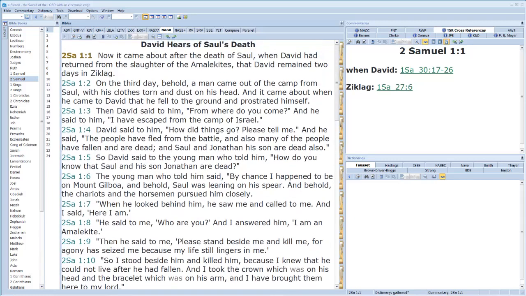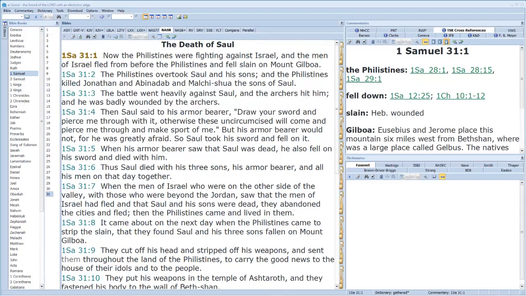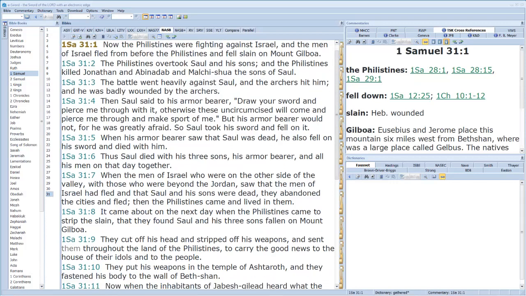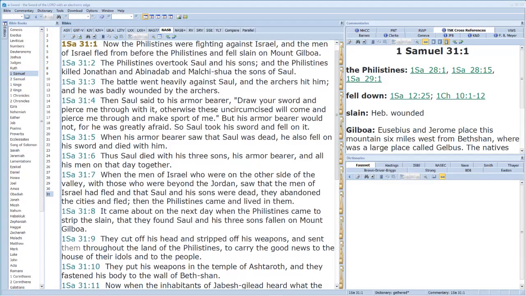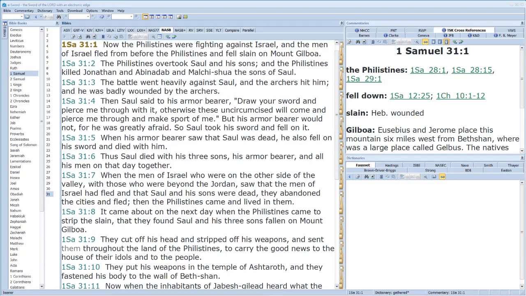Now, if you remember what we read in 1 Samuel, this doesn't seem to fit, because 1 Samuel tells us that the death of Saul happened a little bit differently. If you remember, in 1 Samuel chapter 31, as they were talking about the battle between Israel and the Philistines, it says in verse 3, "The battle went heavily against Saul, and the archers hit him, and he was badly wounded by the chariots."